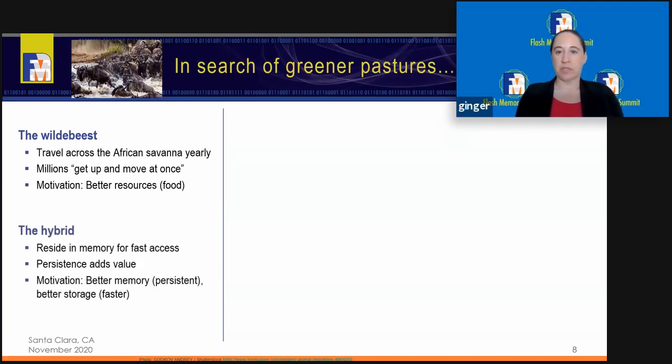So this brings me to the data structure or application I'm calling the hybrid. This is something that currently resides in memory for fast access, but persistence does add some value. And I'll explain a little bit more about that in the next little bit. So the motivation here for movement is to get better memory in that it's persistent, and better storage in that it's faster. So it's a hybrid of memory and storage. But the tie-in here is that the wildebeest and the hybrid are both looking for something that's better than what they've got right now.